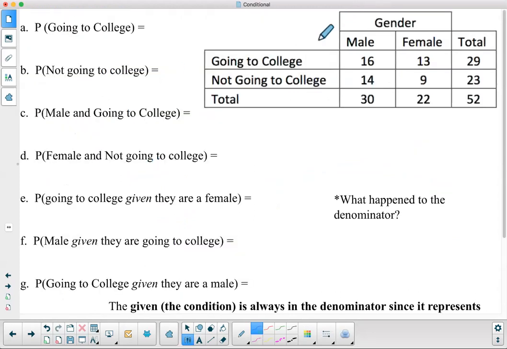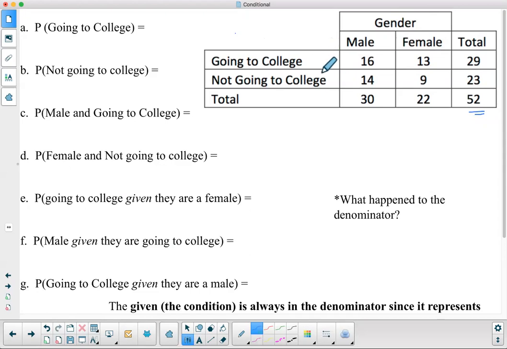Okay, let's take a look at this chart, or this table over here. So we've got a whole bunch of males that they surveyed. They surveyed a whole bunch of female students. They asked them, are you going to college? Are you not going to college? The male students and the female students gave their answers. And this is the total number of male and female students here. So the total number of students going to college is 29. The total number of students not going to college is 23.